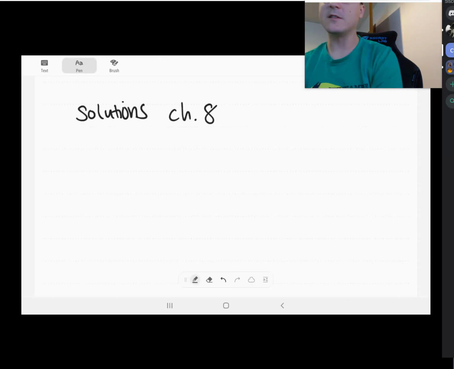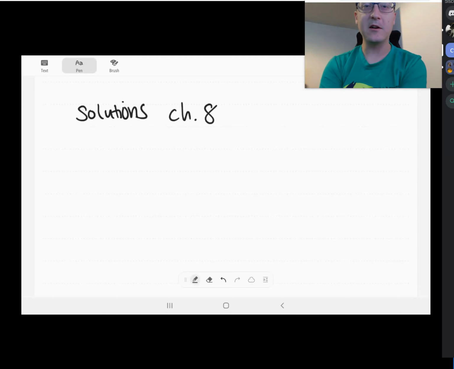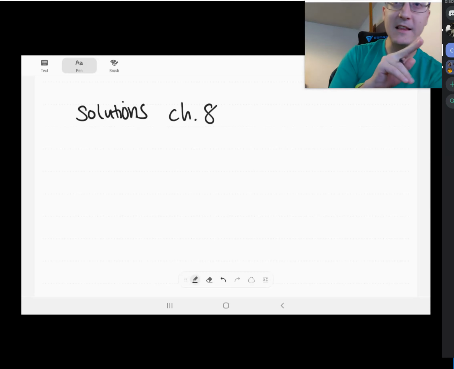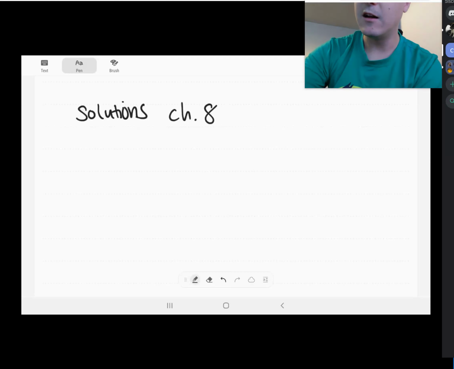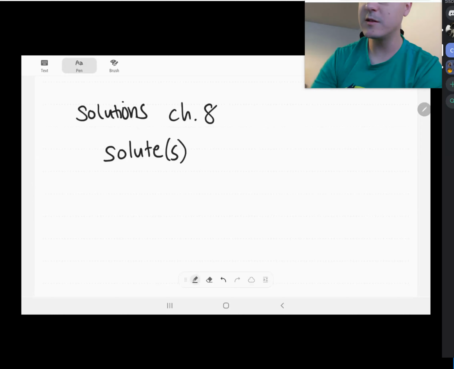So, solutions. Solutions are going to be our last kind of state of matter. We've talked about gases. We also talked about liquids and solids a little bit. And now we're going to talk about solutions, which are kind of where most chemistry is going to happen. So, solutions are going to have at least 2 components. There is going to be a solute, or multiple solutes, and there's going to be a solvent.